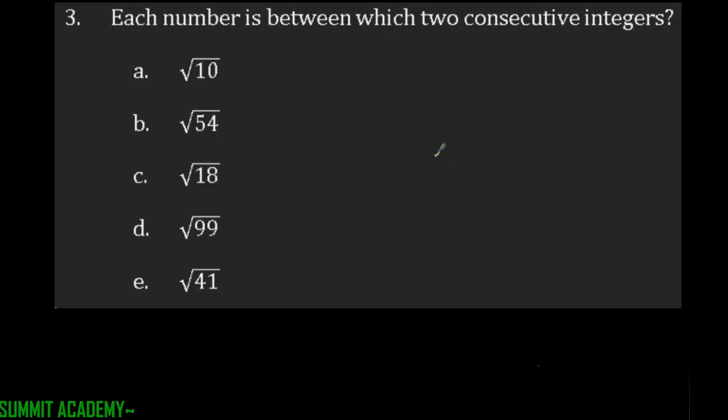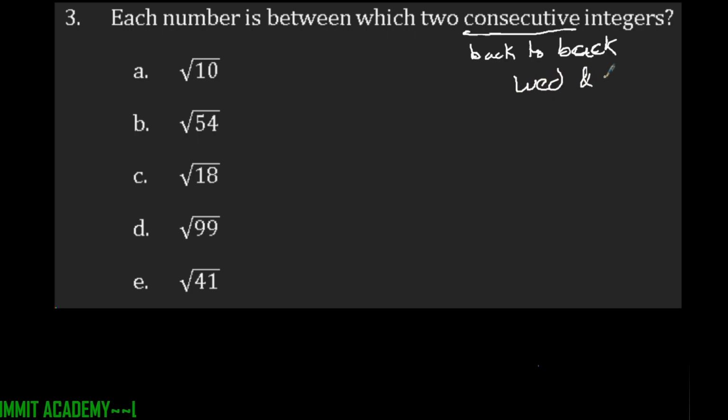For number 3, it says be sure to label each number between two consecutive integers. So what does that word mean again? When we say the word consecutive, just think back to back. For example, we could say something like, Wednesday and Thursday is an example of back-to-back days or consecutive days.